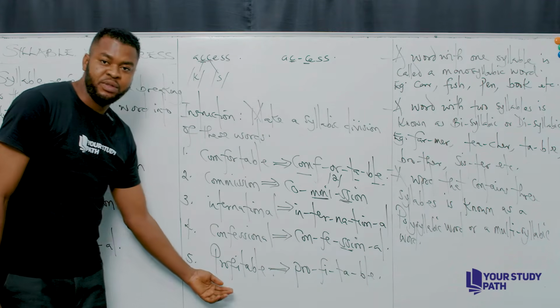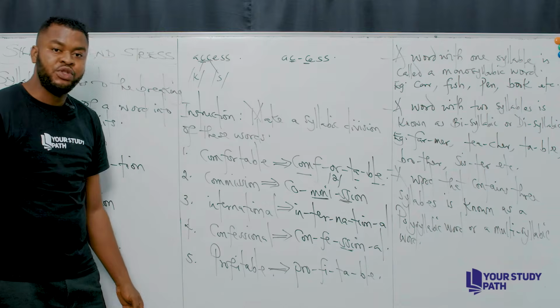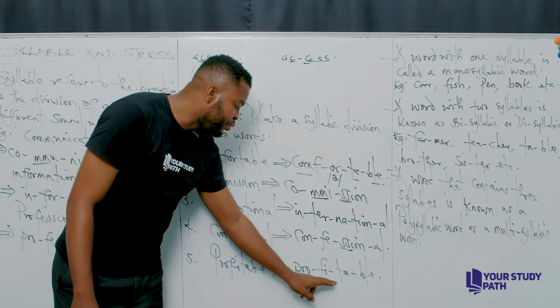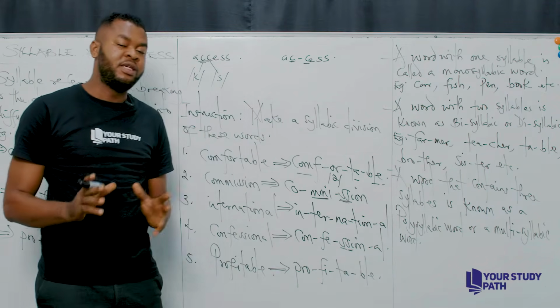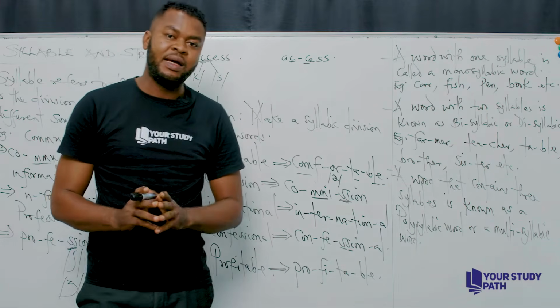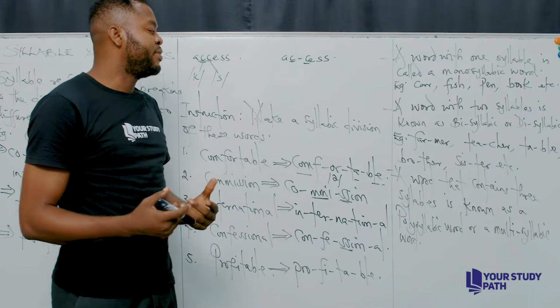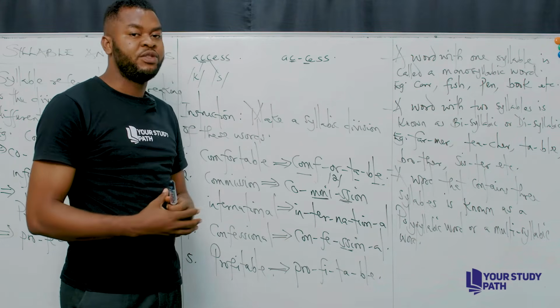Now, profitable. In profitable, how many syllables do you have? You have 1, 2, 3, 4. 4 syllables. I hope this is clear. Now, let's move to the next aspect of this lecture.